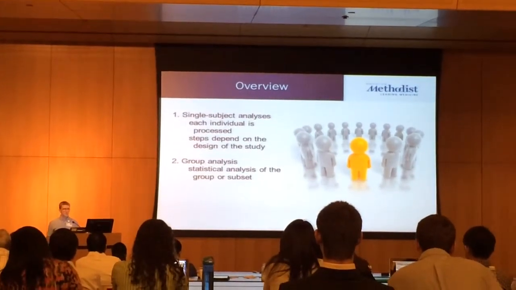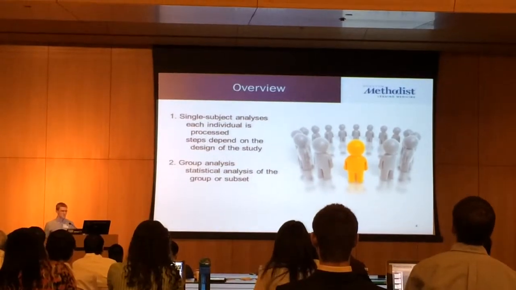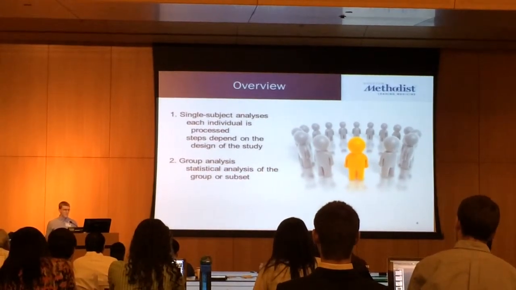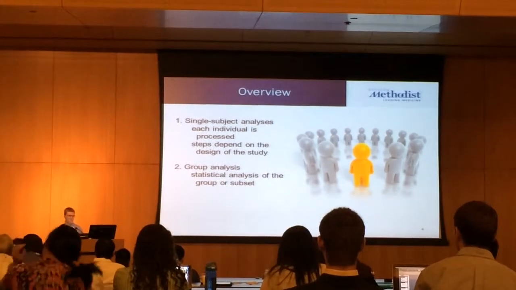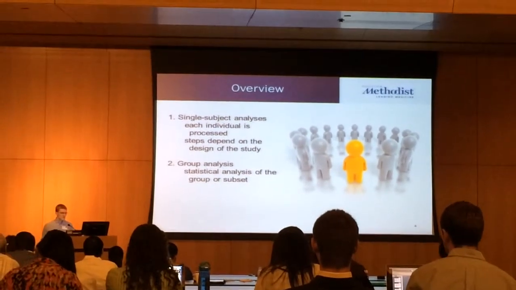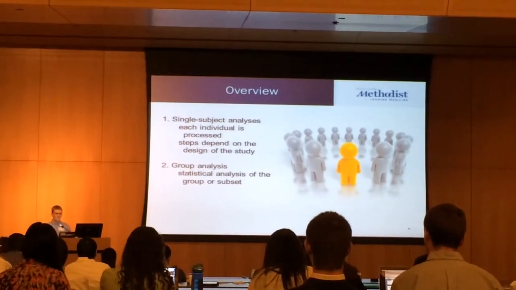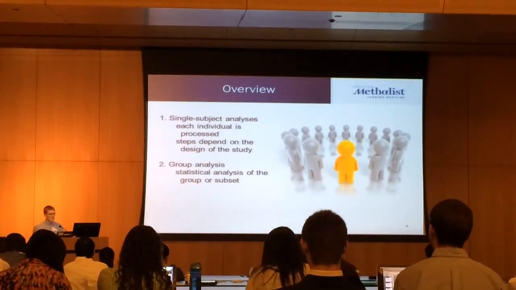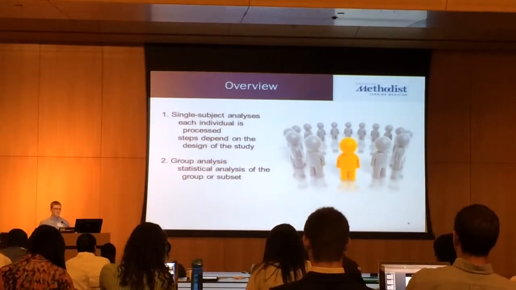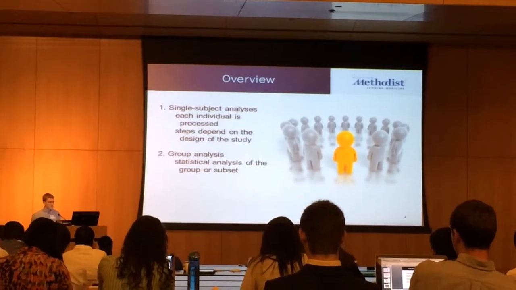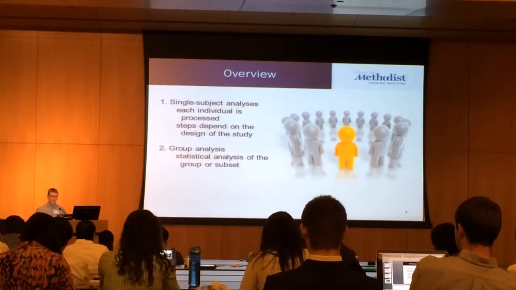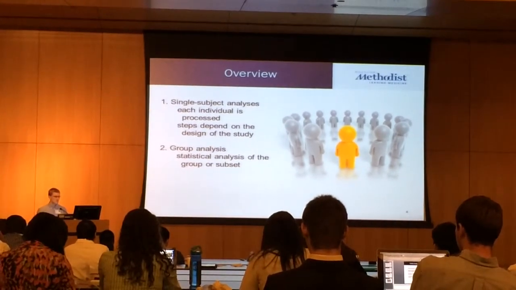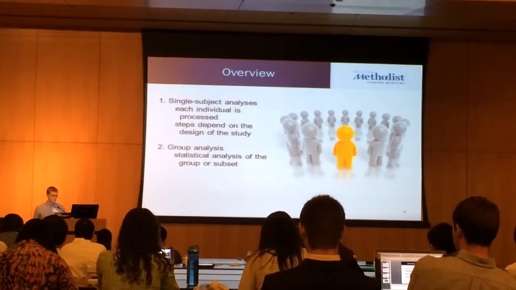So, an overview of a typical fMRI study, or the processing of an fMRI study. You begin with single subject analyses, just to take each subject through the same procedures. The general idea is to align all of the data both in time and space so that it can be analyzed statistically. And then once all the individual subjects have been analyzed, they are put through further statistical tests as a group.